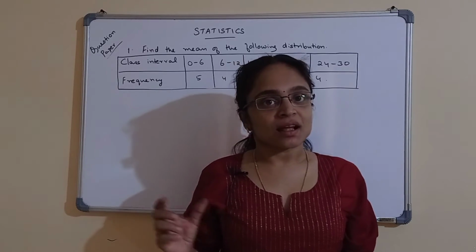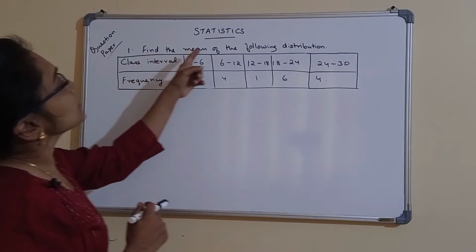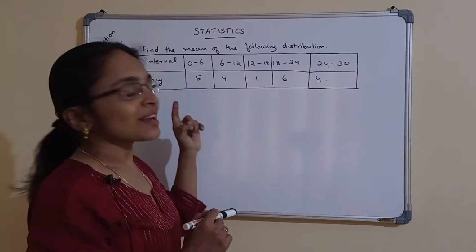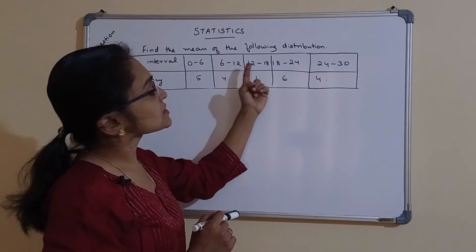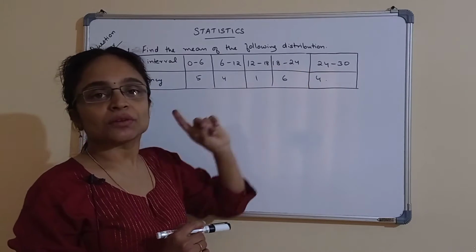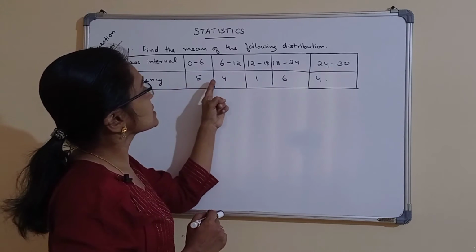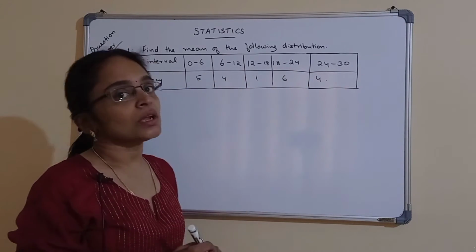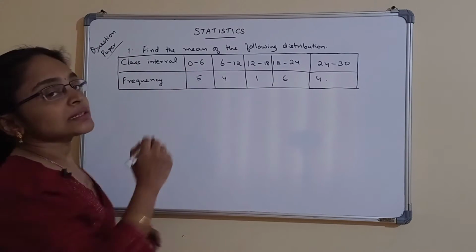Okay, so let us start now, and the question is, find the mean of the following distribution. Class interval is 0 to 6, 6 to 12, 12 to 18, 18 to 24, 24 to 30 and frequency is 5, 4, 1, 6, 4. So this is class interval.